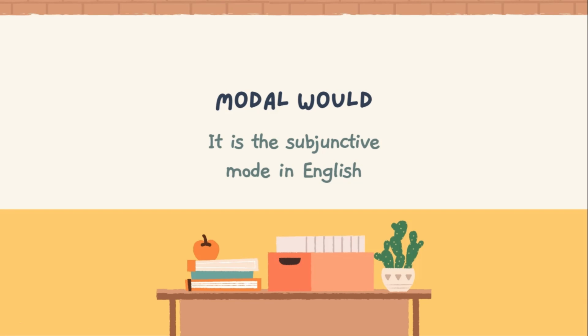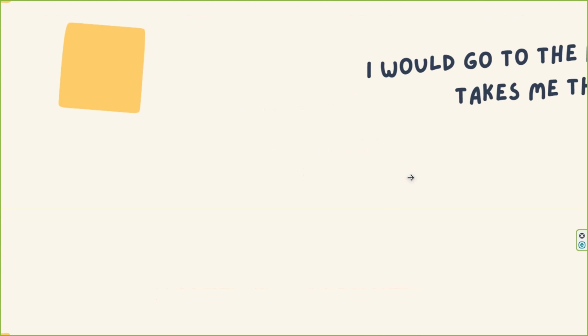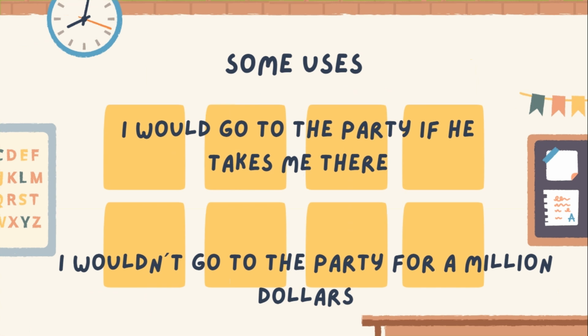So in Spanish, you can say that this word adds la terminación ía al verbo que le pongamos después. So for example, I can say, I would go, y lo que estaría diciendo es, yo iría. Okay? So the modal would is like the subjunctive mode, but in English. Le vamos a agregar la terminación ía al verbo que esté justo a la par. Let's see some uses of this very important modal.